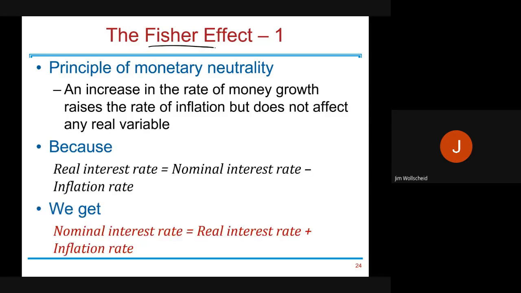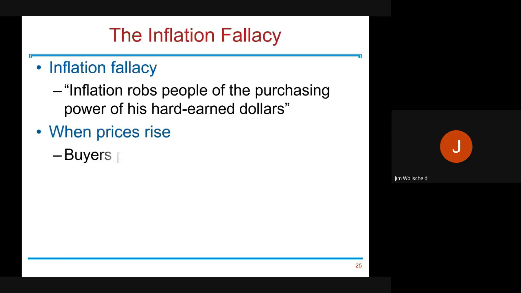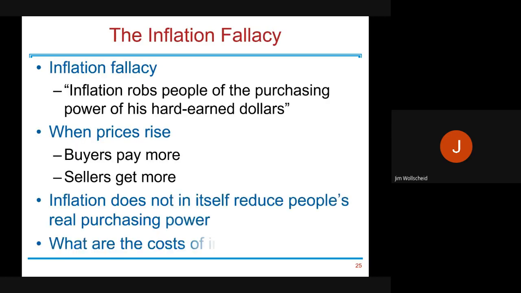The Fisher effect, just a reminder, is that the real interest rate equals the nominal rate minus the inflation rate. Or we can rewrite it as the nominal rate equals the real interest rate plus the inflation rate. So just remember this formula. We've talked about it before. The fancy term for it is the Fisher effect. I'm going to cover one more thing before we go today.